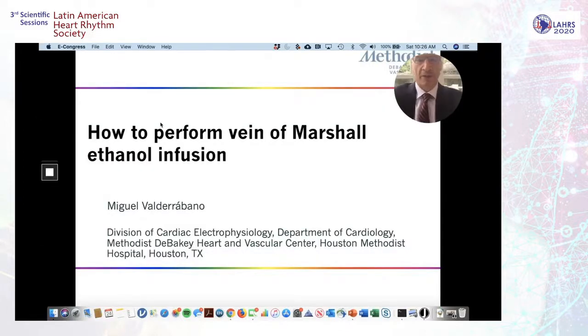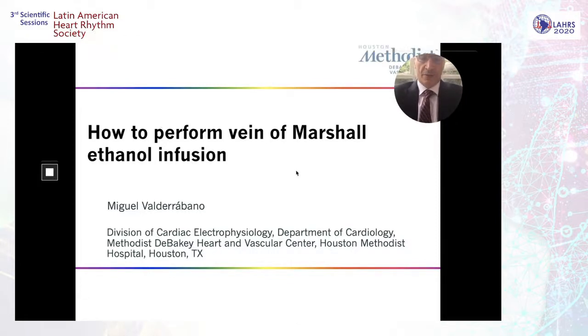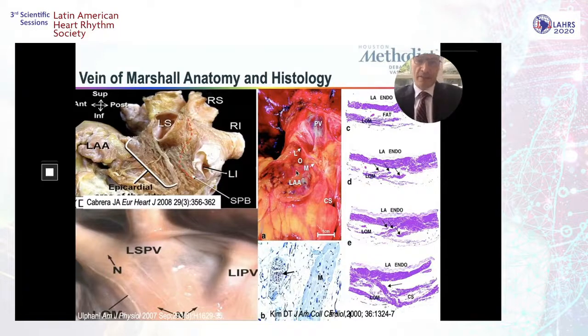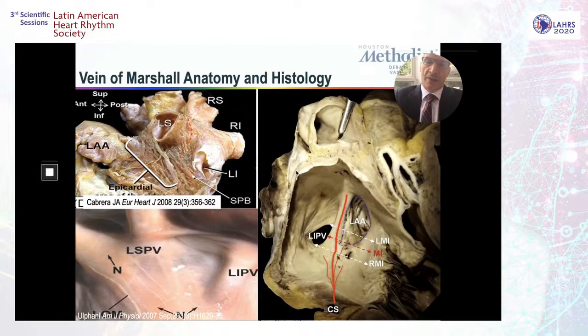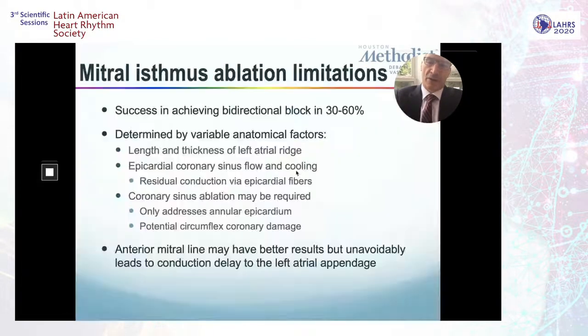I will be discussing how to perform vein of Marshall ethanol infusion. It is beyond the scope of this talk to discuss the mechanistic underpinnings and the justification of vein of Marshall ethanol, but briefly, the vein of Marshall sits in the epicardial aspect of the left atrial ridge, a critical site for perimitral flutter, and it contains abundant innervation that can be profibrillatory in atrial fibrillation. This is the location as you would look at it endocardially.